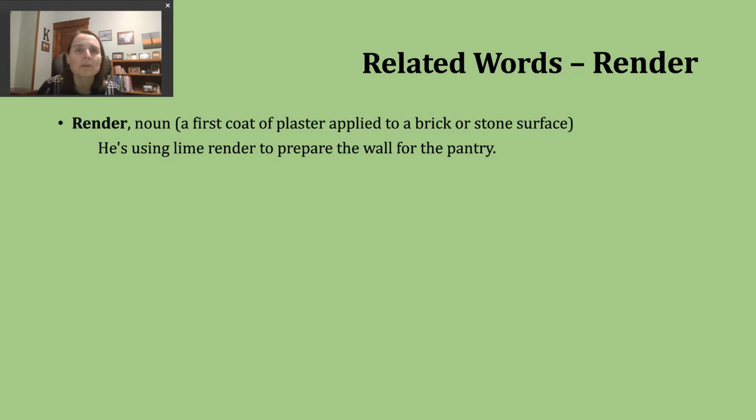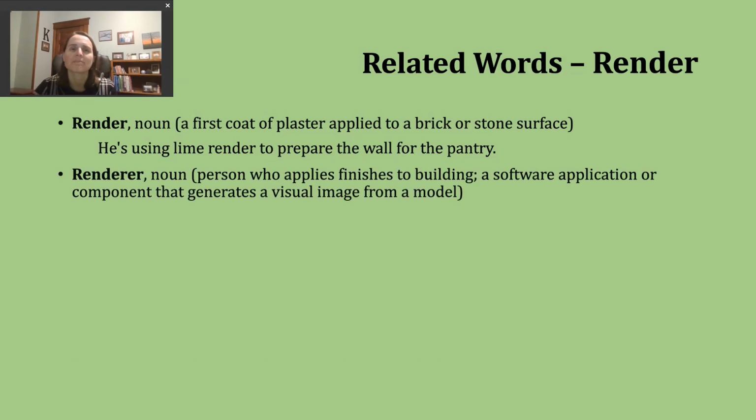So, an example of this in a sentence. He's using lime render to prepare the wall for the pantry. Okay. Now, if you are not into a lot of home renovation or construction work yourself, you're probably not going to encounter this noun very often. It's certainly not something that is used every day, again, unless there's some type of construction project.